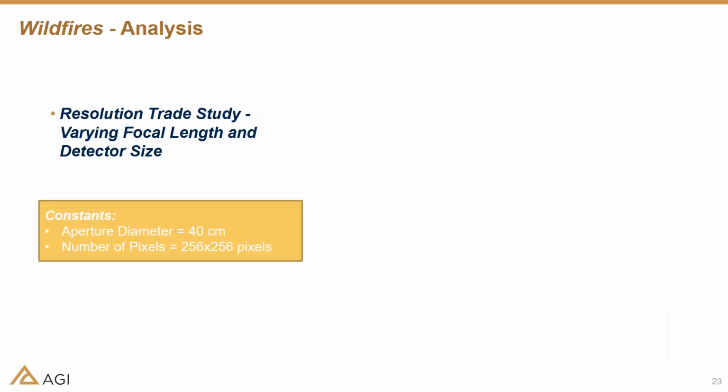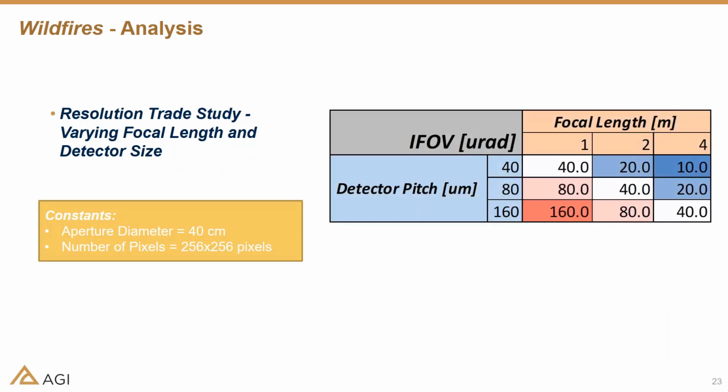So traditionally, for trade studies, I'm going to say we're going to vary two parameters: the focal length and the detector size. Those are easy enough to change. We're locked into an aperture of 40 centimeters.